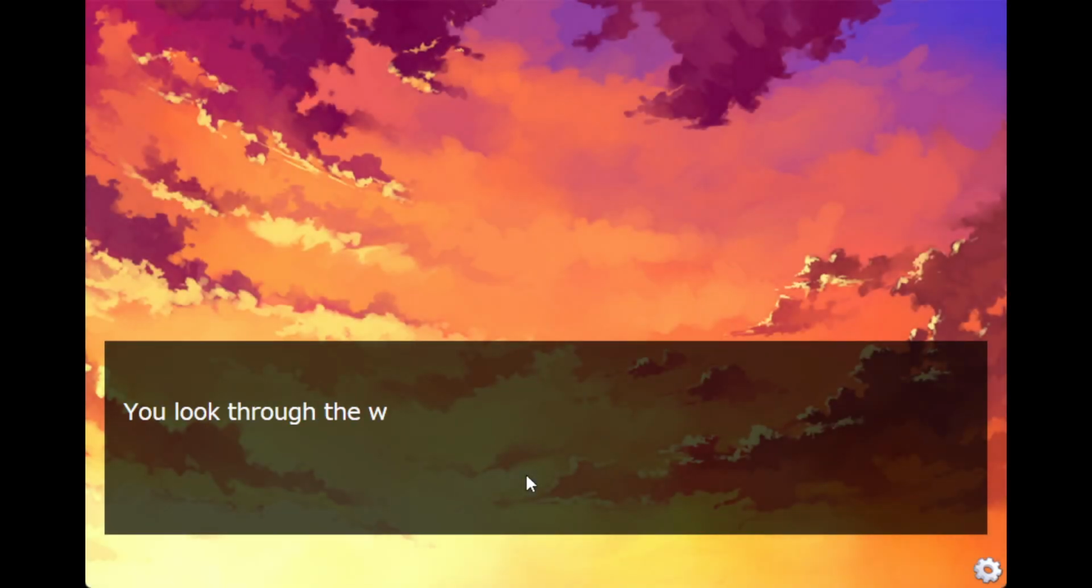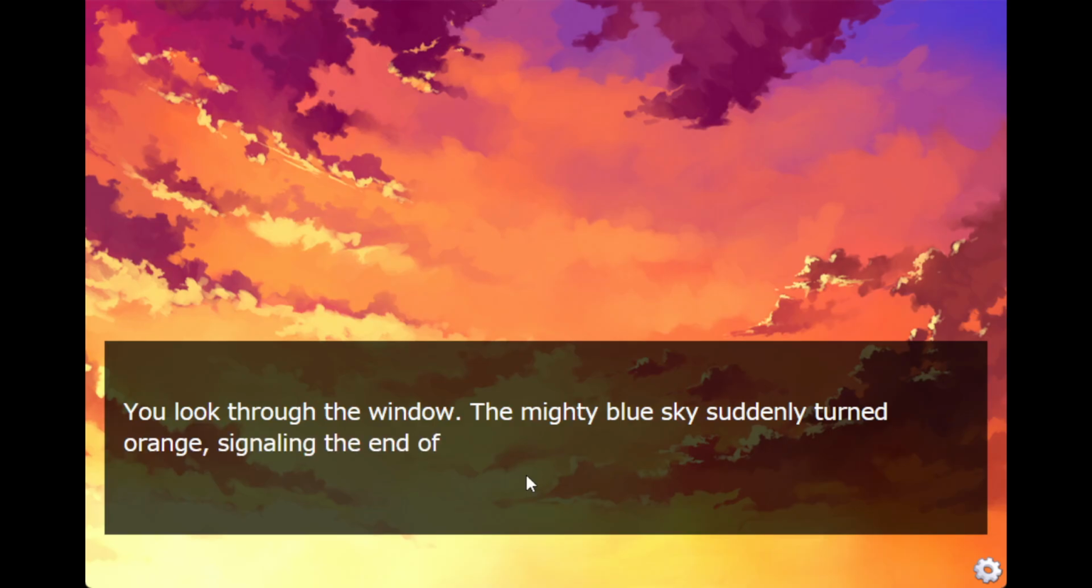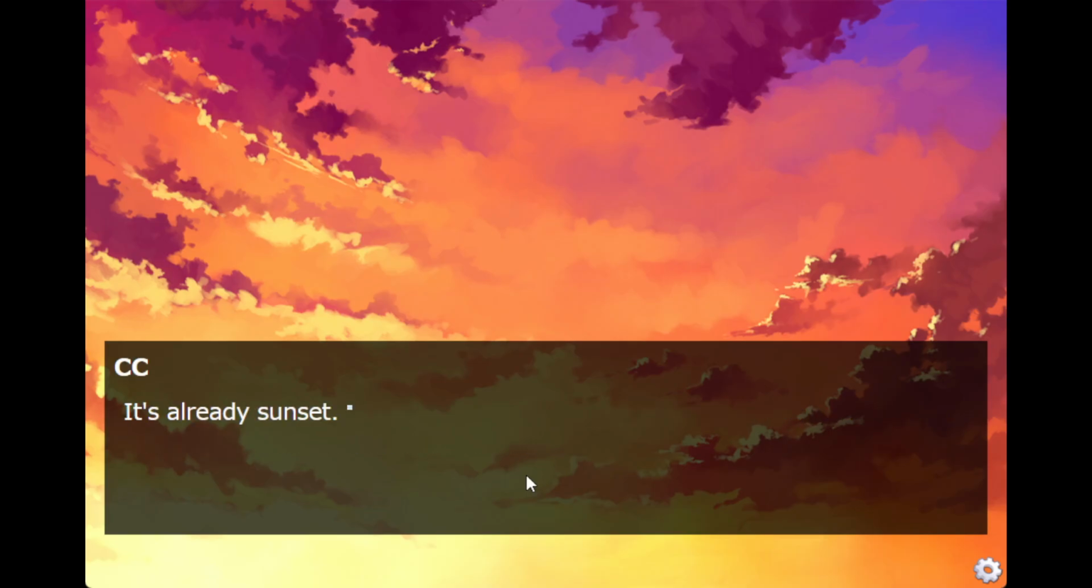You two spent the next few hours investigating the different classrooms of the school, but much like every other room in the place, it was completely abandoned. All of those students who once roamed the hall were completely gone, almost like they never existed in the first place. Look through the window. The mighty blue sky suddenly turned orange, signaling the end of the day. It's already sunset.